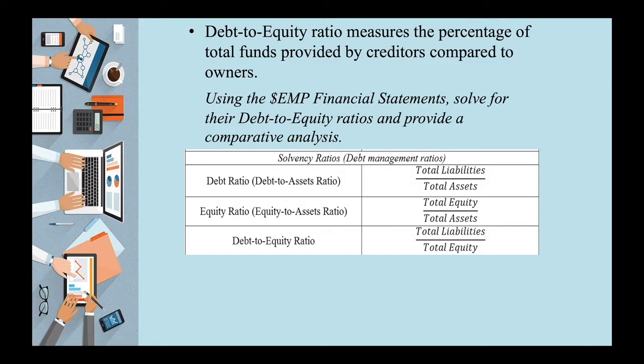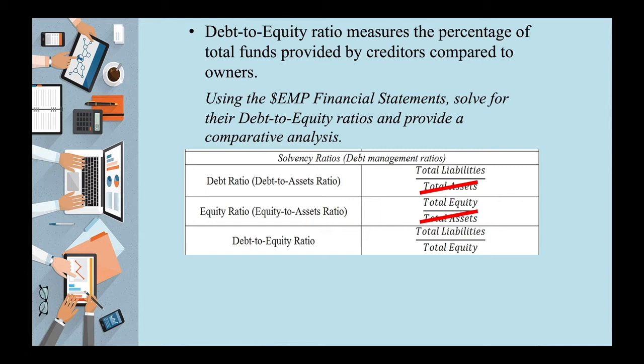Pag naglagpas ito ng 1, mas malaki yung sa total yung sa creditors. Kapag naman lower than 1, mas malaki yung ambag na fund ng mga owners. Ayan lang naman siya. So, let's compute.